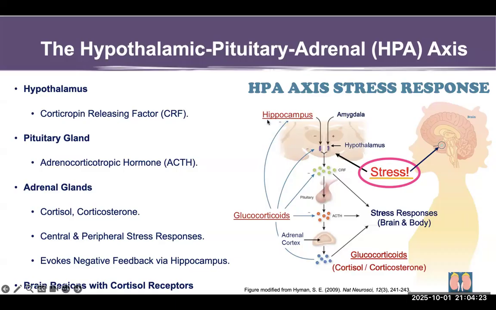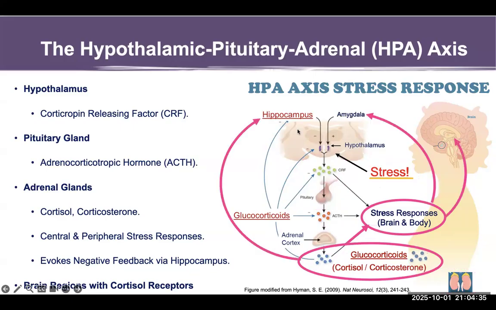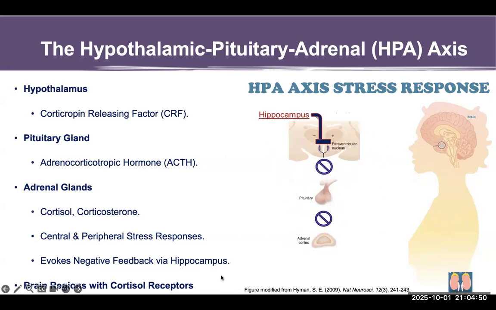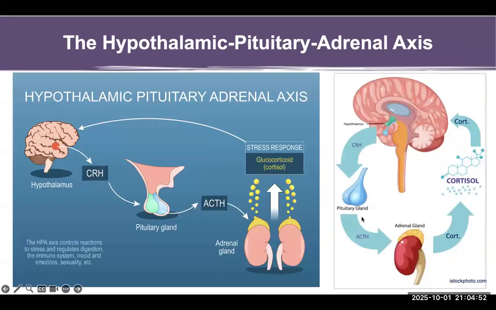And one of those impacts is when cortisol acts on receptors in the hippocampus, that imposes negative feedback onto the HPA axis. So I'm just kind of showing all these different regions here. When cortisol acts on the amygdala, that's going to turn the system on and rev it up. But when it acts on the hippocampus, that's going to turn the system off, right? So it evokes negative feedback onto the HPA axis.